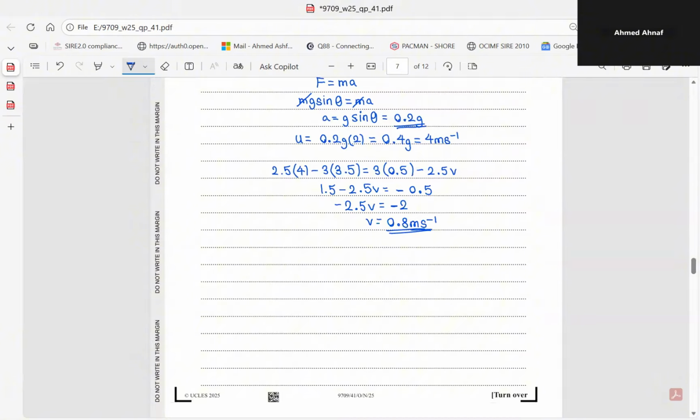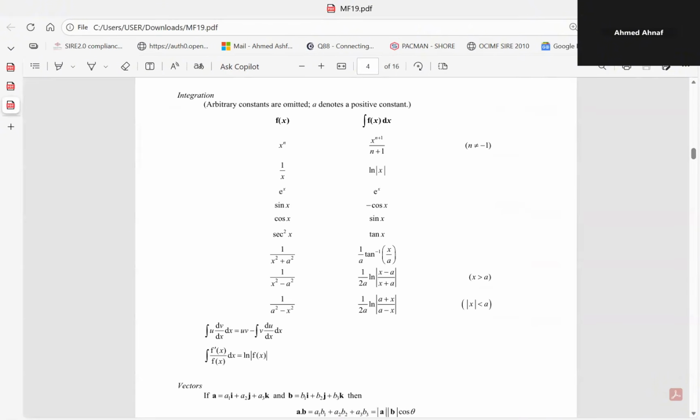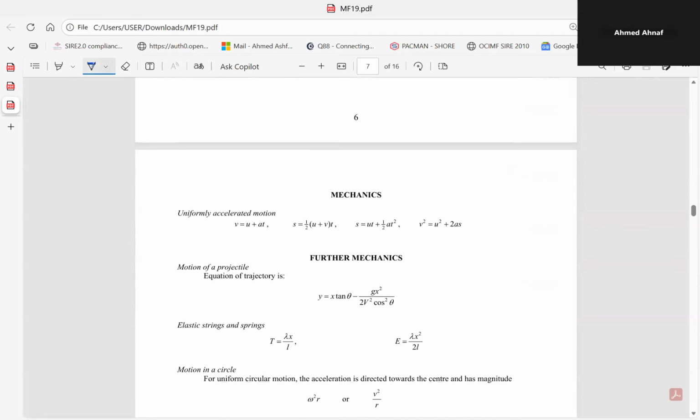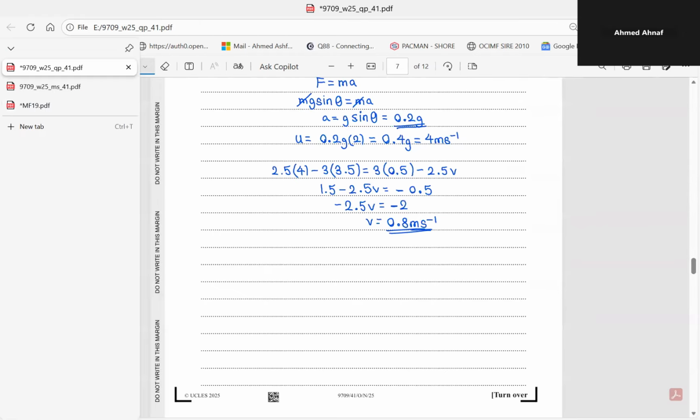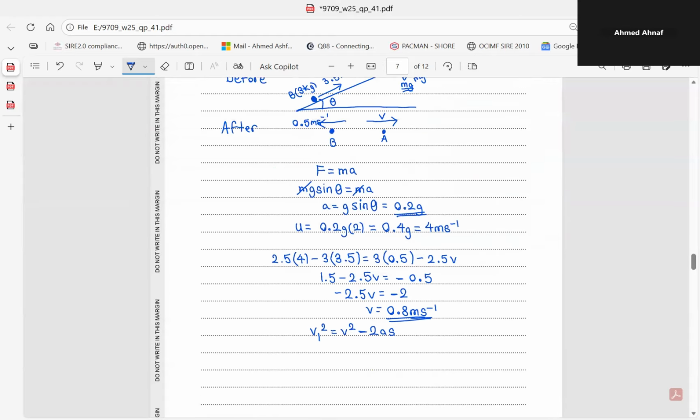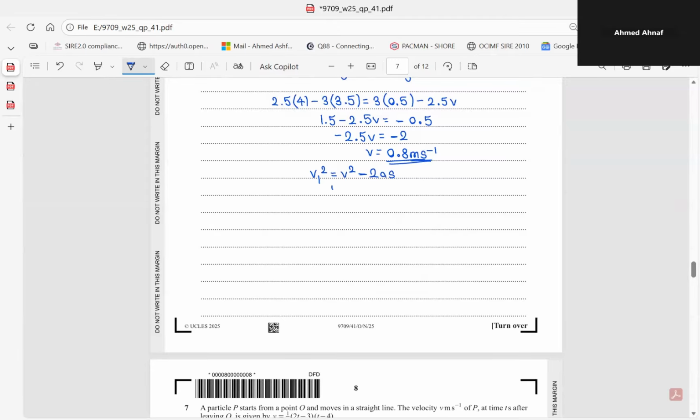Go to your MF19, go to your SUVAT formulas, and look for the formula that fulfills all the criteria. We can use v squared equals u squared plus 2as. So I'll write v1 squared equals u squared, which is our v squared, minus 2as. I put the minus sign in front so that we don't have to put the minus sign into our a. Now we're going to make s the subject.